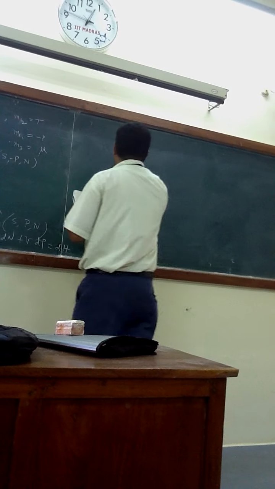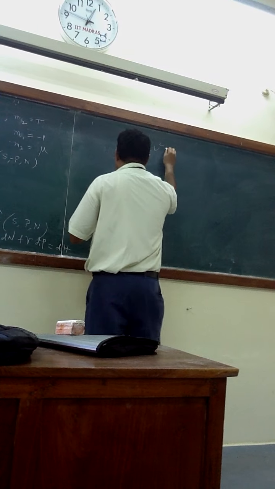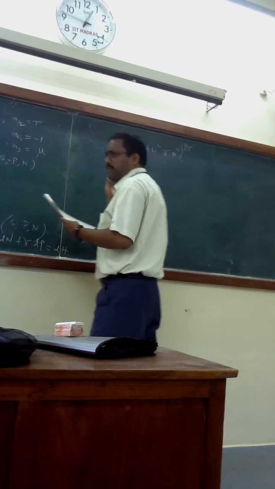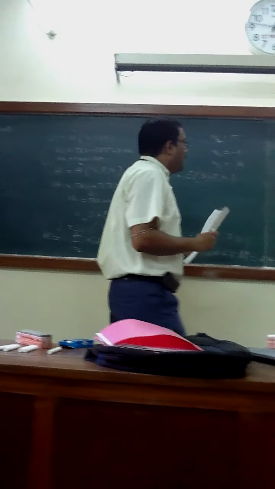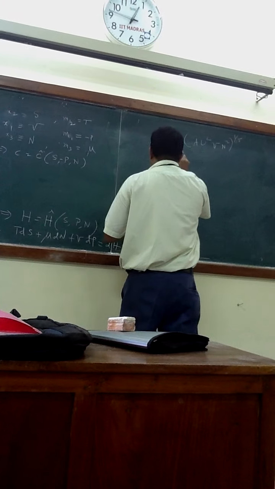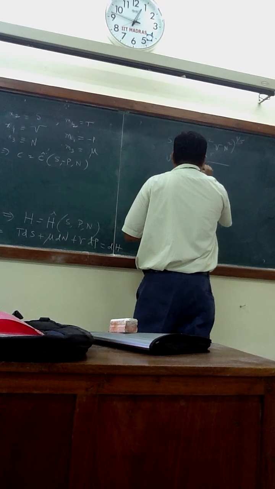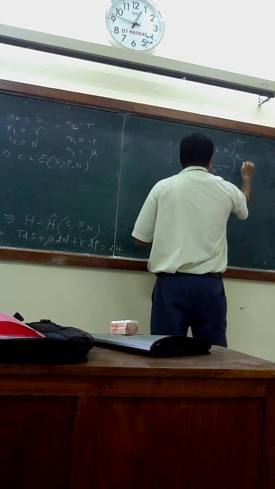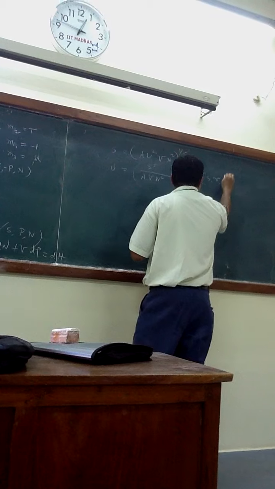S equals (A U squared V N squared) whole to the power 1 by 5. I don't know if it's there in the assignment problem. Check it out. And you can write this as U equals S to the power 5 by A V N squared, whole to the power half, which is U hat of S, V, N.